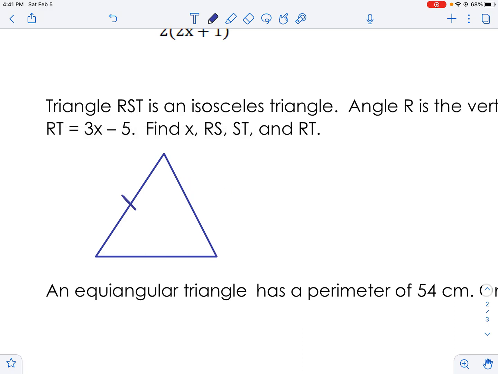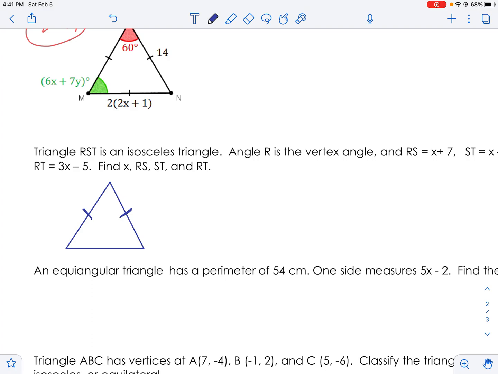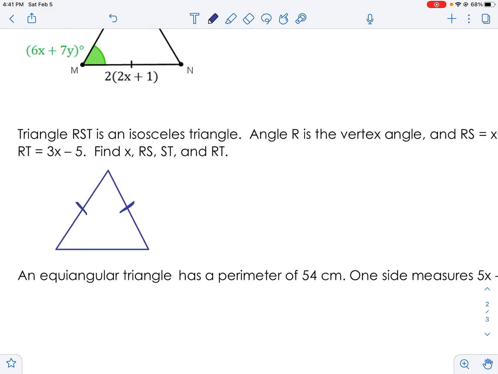So I'm going to put ticks in here. But I need to keep reading to know which one is what. It says angle R is the vertex angle. So angle R. And when we label, we go around clockwise. So if this is R and I go clockwise, that would make this one ST. And I know that R is the vertex, the odd angle out. It should go between the ticks, between the legs. So angle R is the vertex angle.